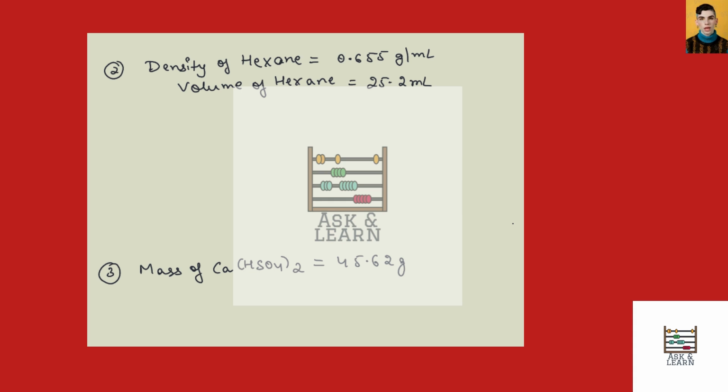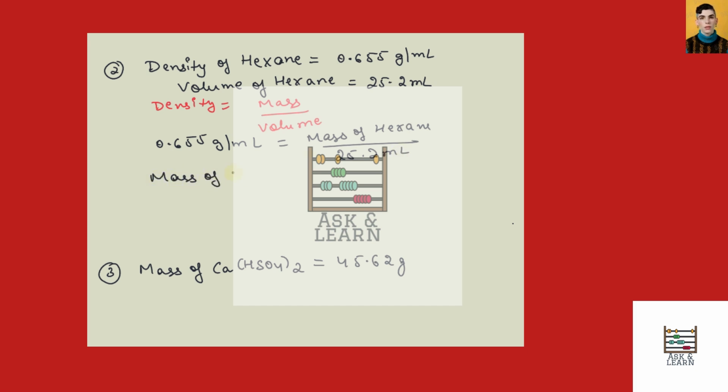Now, in the next part of this question, the density and the volume of hexane are given. So we have to find the moles here. Firstly, we have to find the mass by using the relation that density is equal to mass divided by volume. Substituting the values, density is 0.655 gram per ml, the volume is 25.2 ml, and we solve for the mass of hexane, which is 16.506 gram.